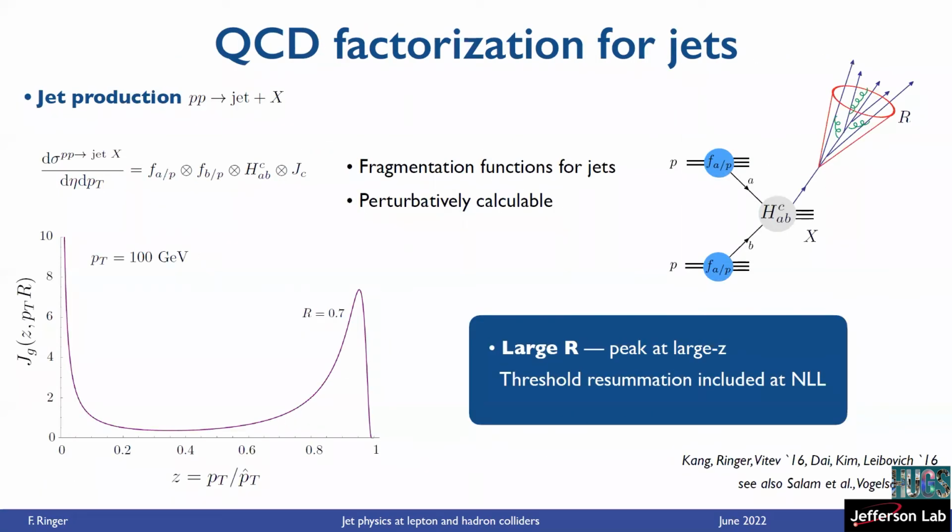And so maybe the most important feature of this spectrum is that it has a peak here at very large values of z. That basically means it's very likely that I find a leading jet that contains almost all the energy. The peak here is, I don't know, even above 0.9.